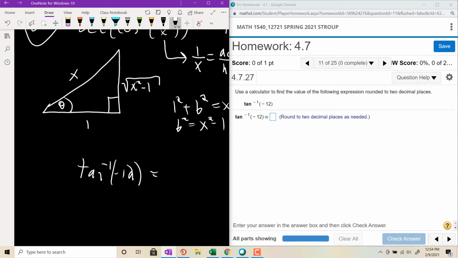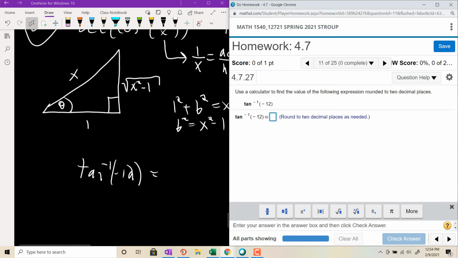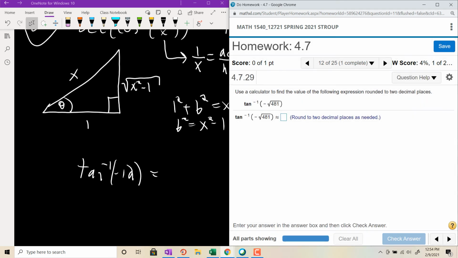So let's turn on my calculator. Mode, radians. Clear. And we're going tan inverse. It doesn't really say, but tan inverse of negative 12. I'm getting negative 1.487 something. So to 2 decimals, negative 1.49. So yes, your mode needs to be radians, at least for these.